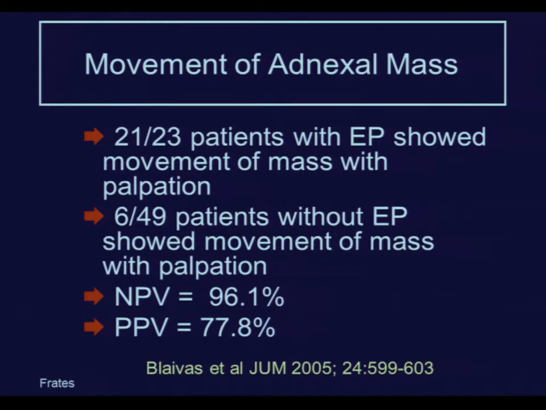When Blavet et al. looked at movement of an adnexal mass in JUM in 2005, they found that 21 of 23 patients with an ectopic pregnancy they were able to show movement of the mass with palpation on the anterior wall. 6 of their patients without ectopic also showed movement of the mass with palpation, giving them a negative predictive value of 96 and a positive predictive value of about 78%.